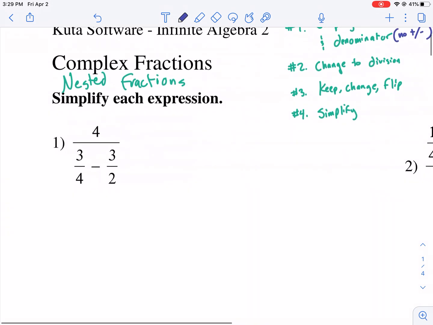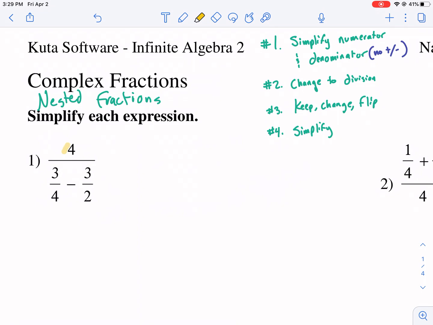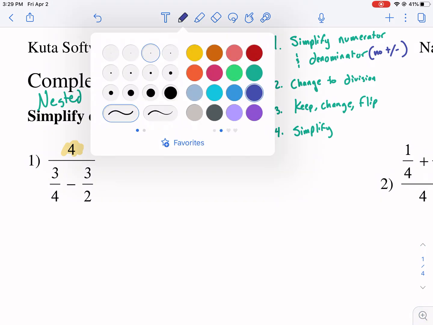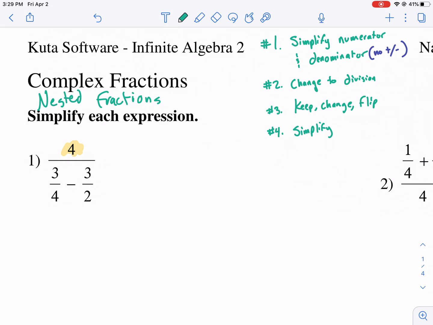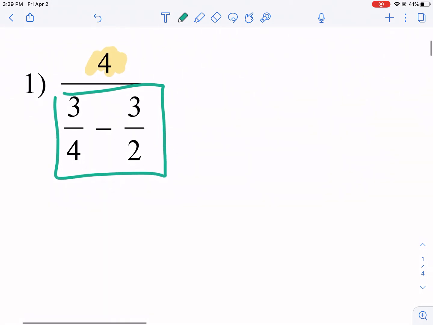So if we're going to look at number one, you'll notice that the numerator is already simplified. It's just a number, no addition or subtraction. But the denominator is not. So that's the first thing we're going to do, is change this denominator. So how do we do that? Well, essentially we need to do this subtraction problem.